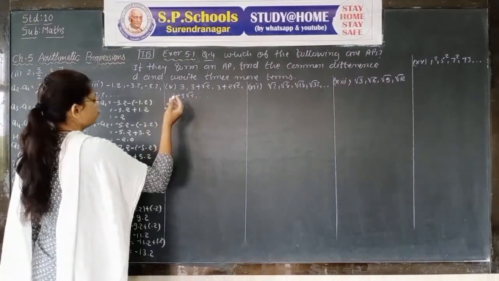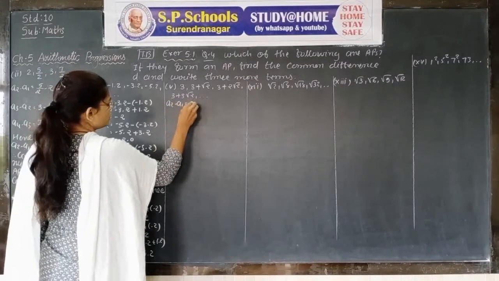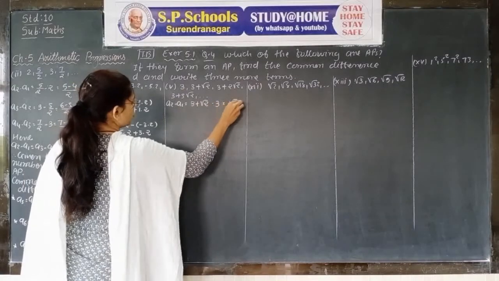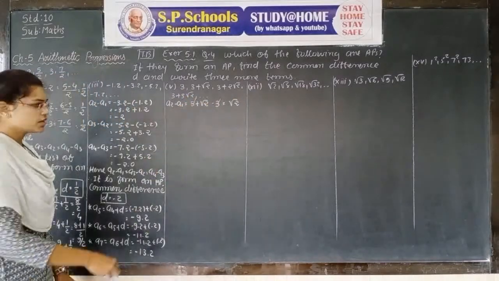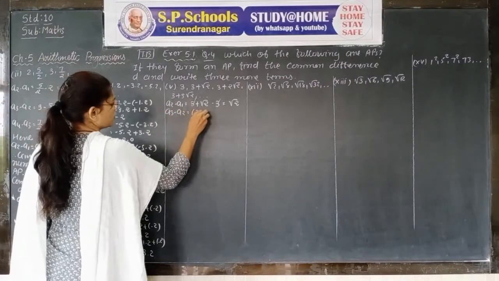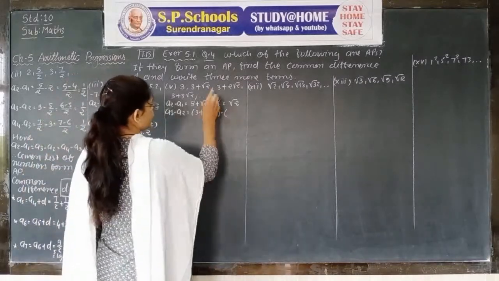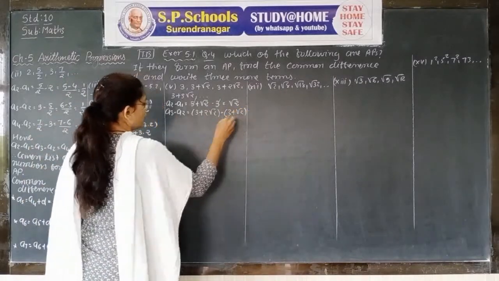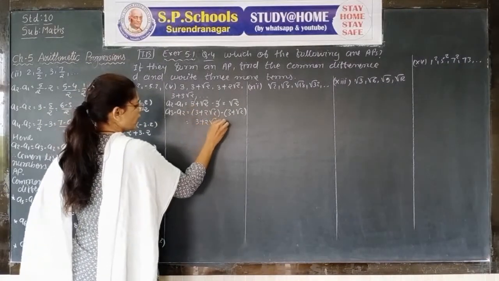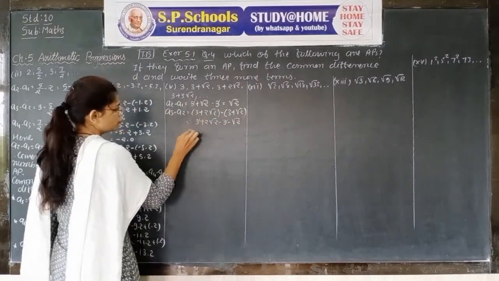Fifth number. Fourth, try yourself. First of all, a2 minus a1, where a2 is 3 plus root 2, minus 3 gives root 2, because plus 3 and minus 3 cancel here. a3 minus a2, a3 is 3 plus 2 root 2 minus a2, which is 3 plus root 2. Now we open the bracket: 3 plus 2 root 2 minus 3 minus root 2. 3 cancels, 2 root 2 minus root 2 is root 2.